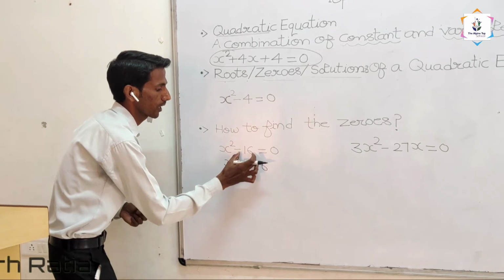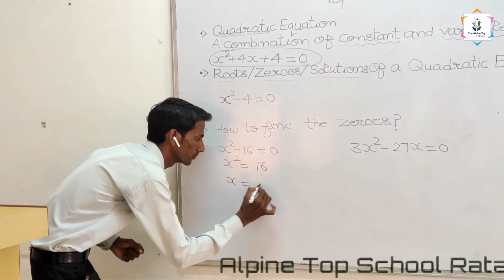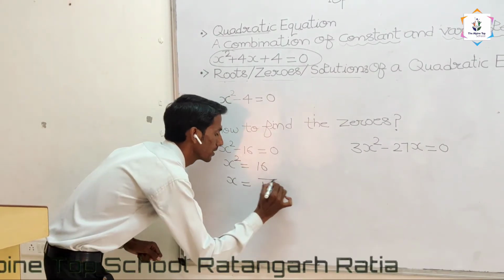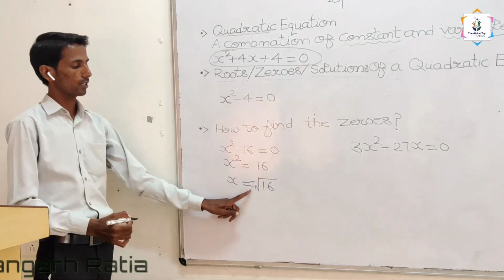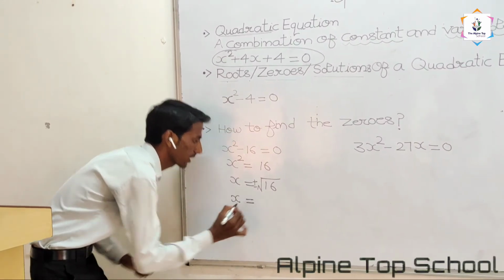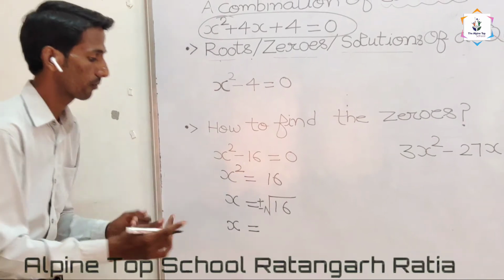x square is equal to 16. Obviously when you transfer minus 16 here, it becomes positive. Now x is equal to square root of 16. When you transfer square from left to right, it becomes square root, and in front we mention plus and minus. Now as students, you know very well what the square root of 16 is: 4, because 16 is the square of 4.